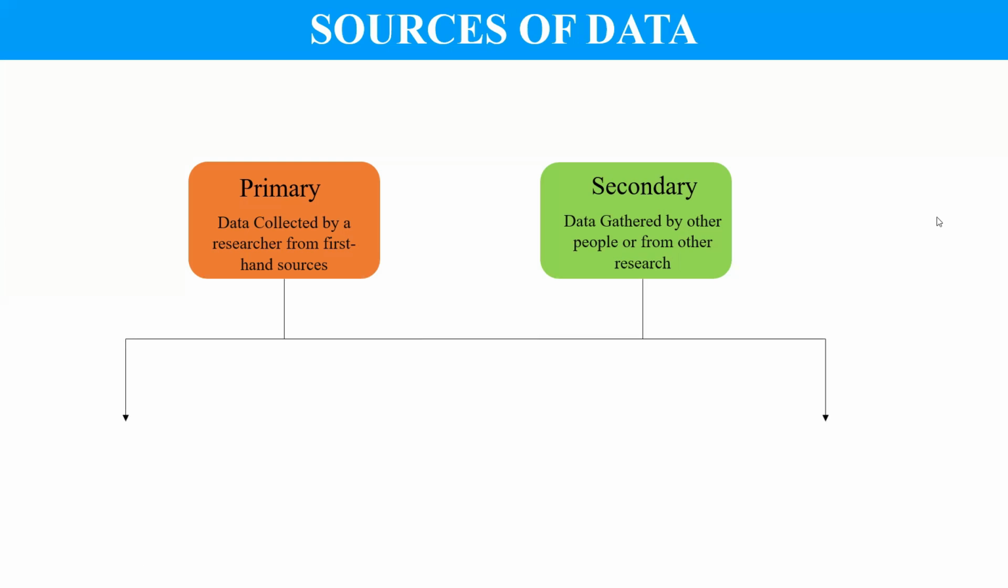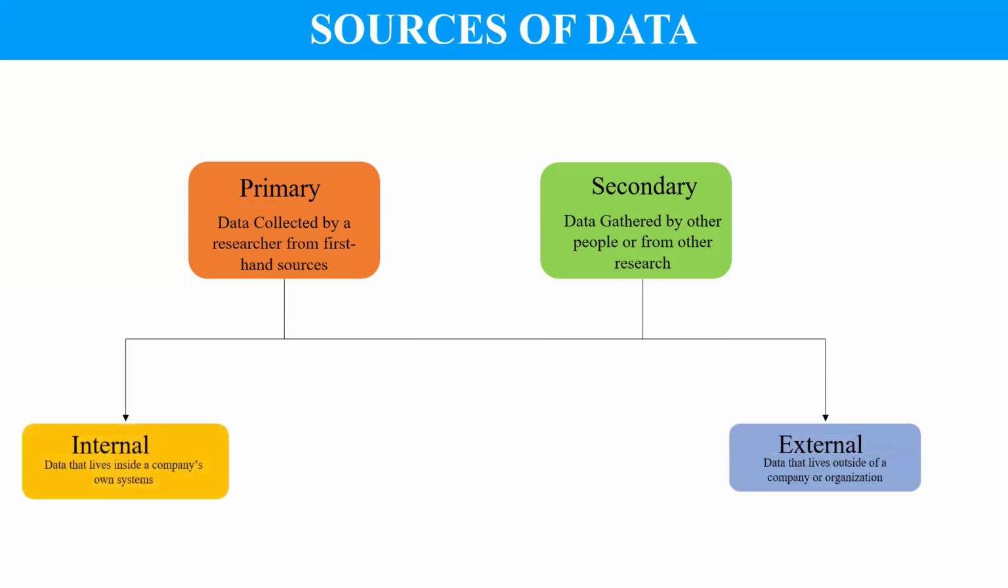And all these sources, secondary sources and primary sources, we also have internal and external. So understand this: it can be a primary source, it can be internal or external. It can be a secondary source, it can be internal or external. When we say internal data, it is the data that lives within the organization's database.